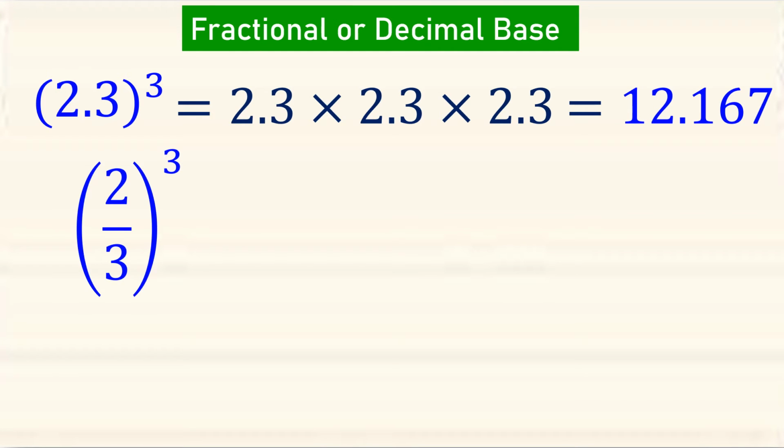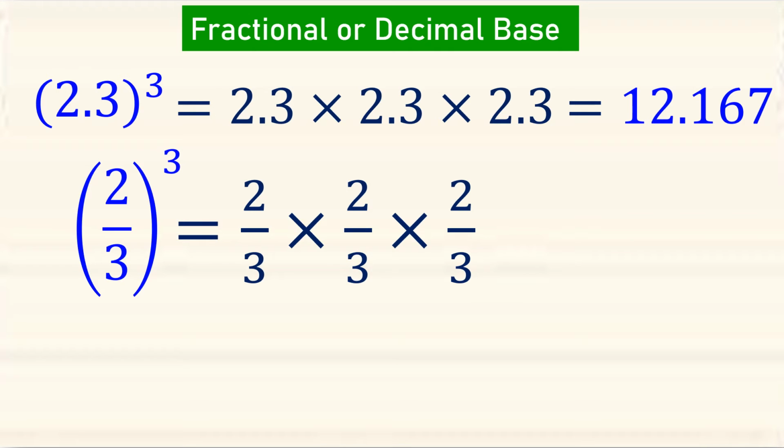And if we have a fraction, 2 over 3 to the third, meaning we are going to multiply 2 over 3 three times by itself. So when we are multiplying fractions, we are going to multiply the numerators over multiplying the denominators. So 2 times 2 times 2 is 8. 3 times 3 times 3 is 27. So it is equal to 8 over 27.